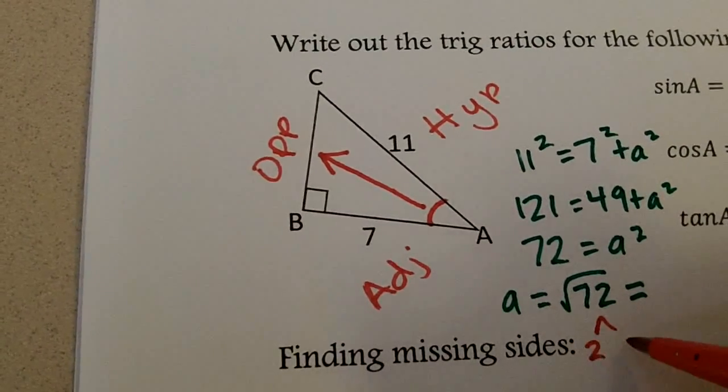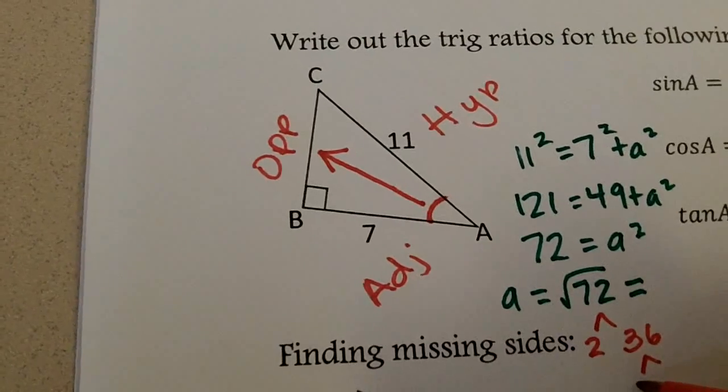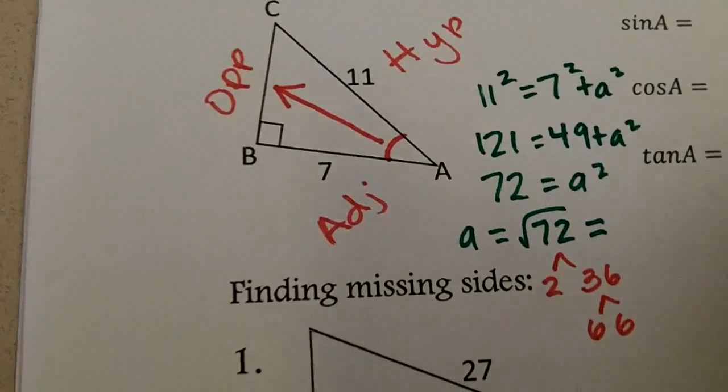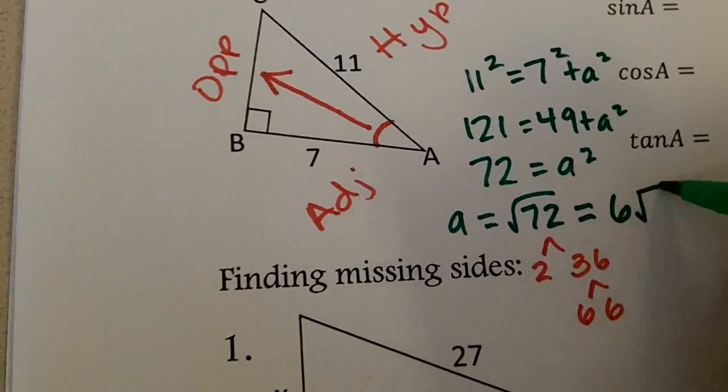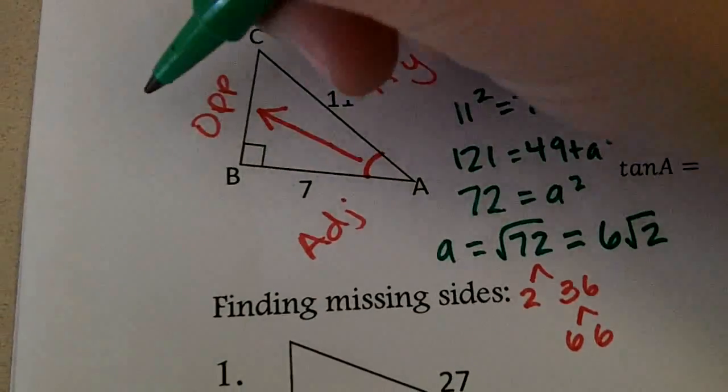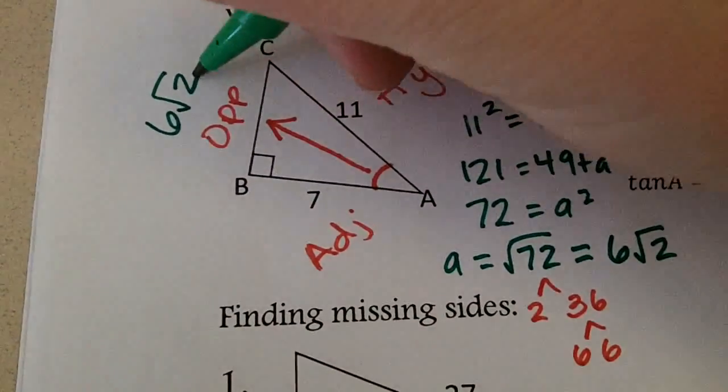72 breaks down into 2 times 36, which breaks down into 6 times 6. So the square root of 72 reduces to 6 square root of 2. So the opposite side is 6 square root of 2.